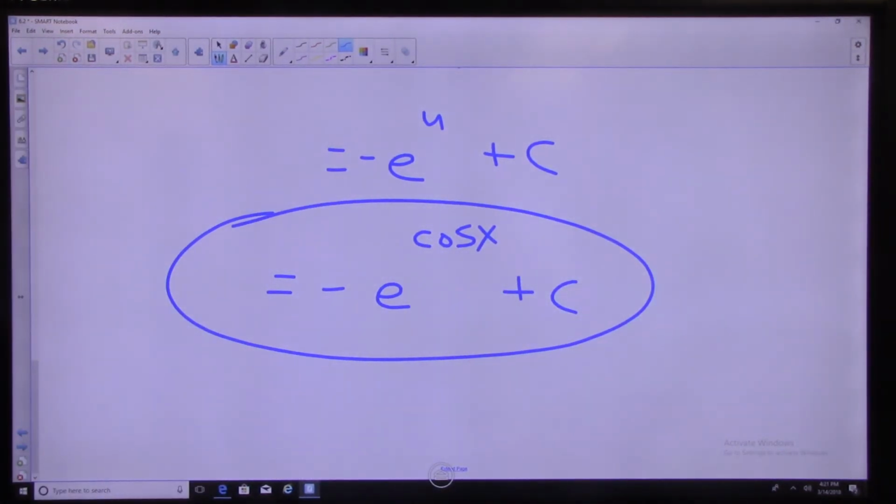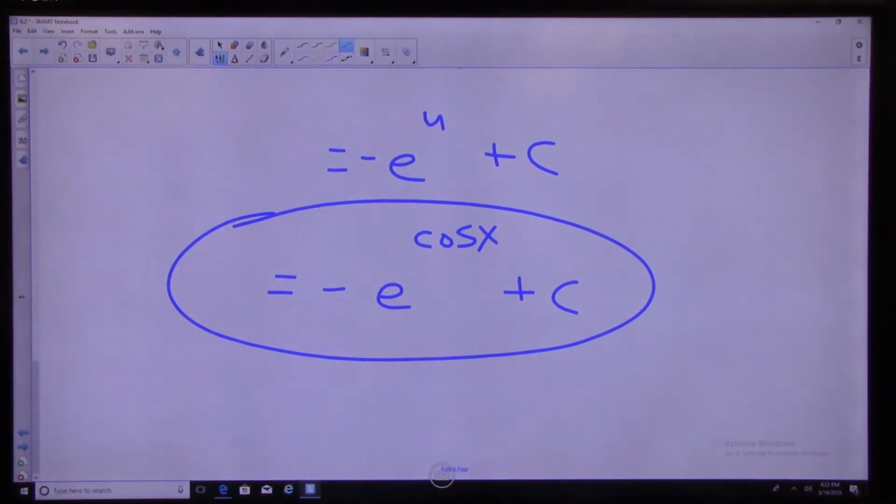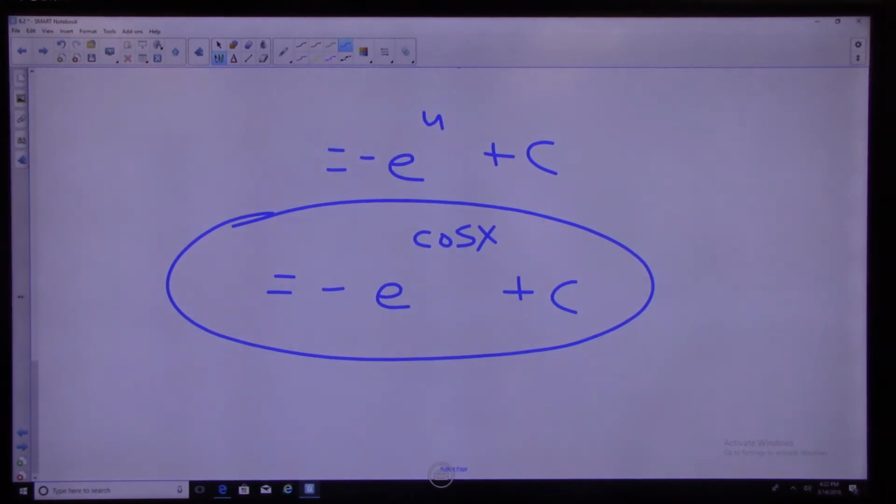It doesn't matter whether c is positive or negative. It's a constant. So c could have been negative, could be positive. It doesn't really matter what sign we put on there. We don't know what that constant is. Okay, so last thing. Let's just double check this.